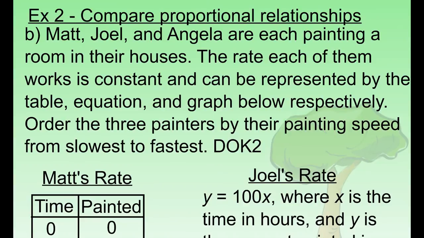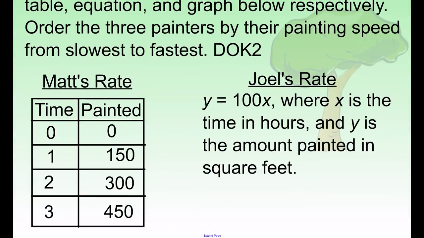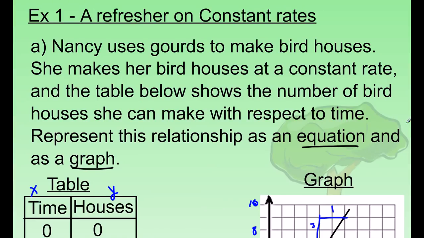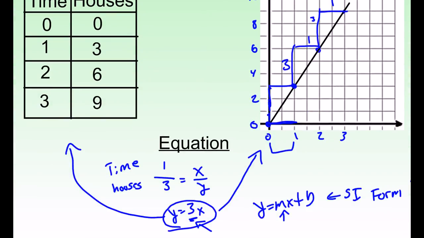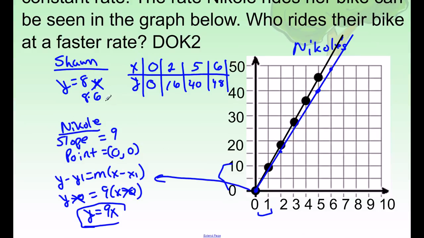So I'm going to go through each of them, and I'm going to write them all in the same form. I think probably the easiest way to compare them is by the equation, because the equation gives you a definite who's faster and who's slower. So if you look at this, Sean was 8x, Nicole was y equals 9x. 9 is bigger than 8, so Nicole's rate was faster than Sean's. So I'm going to change each of them into an equation.